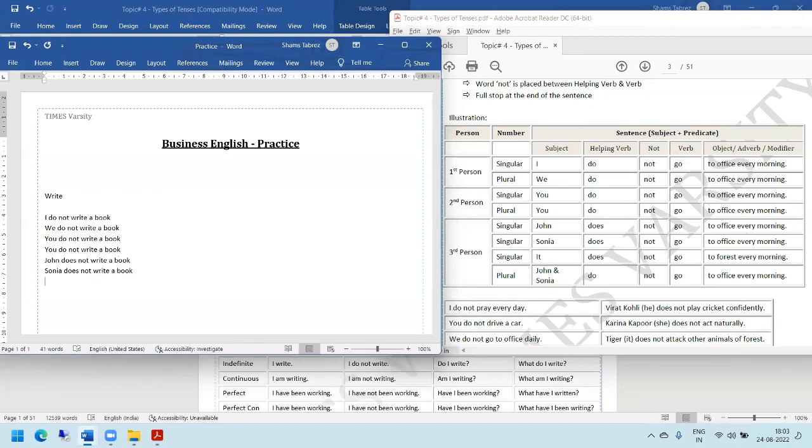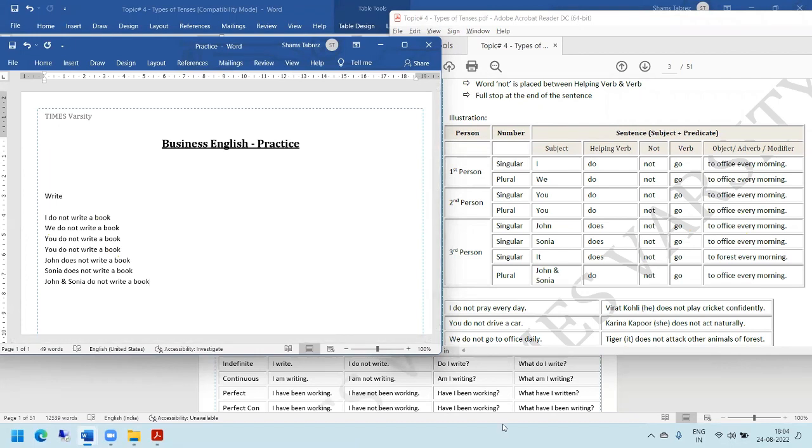Next, it does not. No, not it, because it is an animal or non-living thing. So leave it. So go to John and Sonia. John and Sonia does not write a book. Or instead, John and Sonia do not, because for third person plural, s or es is not added. So John and Sonia do not write a book.